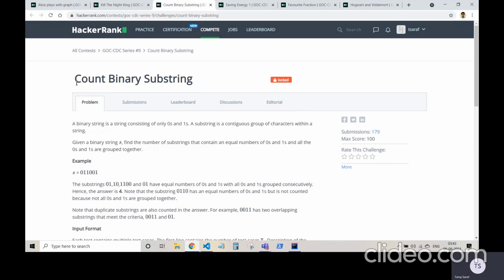I will be attempting the problems in increasing order of difficulty as I found them to be, rather than the order in which they appeared. So let's start with the first problem, count binary substring.